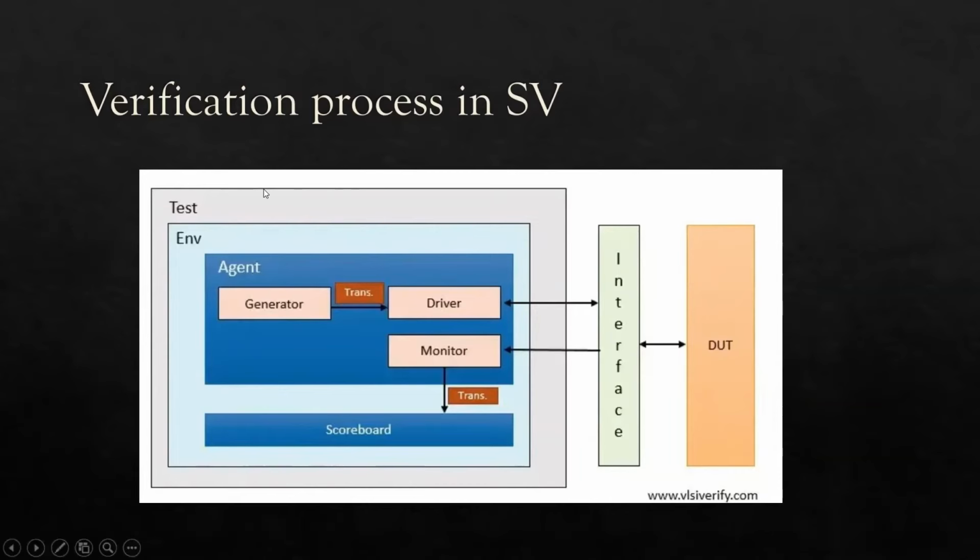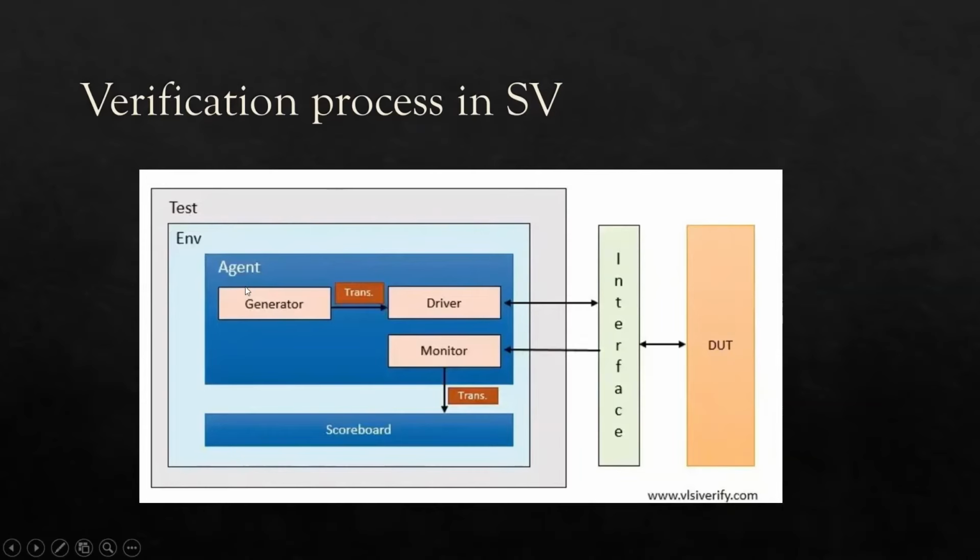But as of now, just remember how the SV test bench looks, what components are involved, and what the connections are. We have test, env meaning environment, and agent. Inside the agent, we have a generator, driver, and monitor, and inside the environment, we have a scoreboard. So we will discuss each and every component briefly. Okay. So just assume we have a half adder connected with this test bench. This DUT is replaced with the half adder.